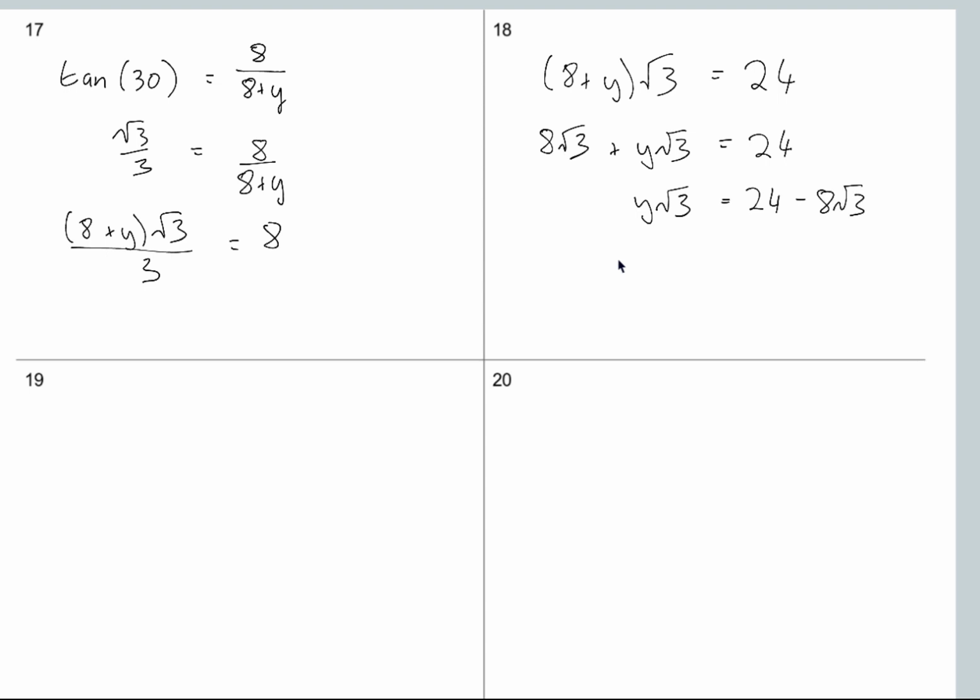And I'm thinking, oh, 8 goes into 24. I wonder if I'll use that later. Thinking ahead a little bit. And then I'm going to divide both sides by root 3 to get 24 minus 8 root 3 all over root 3. We're not finished yet though, are we? Because we need to rationalize the denominator.